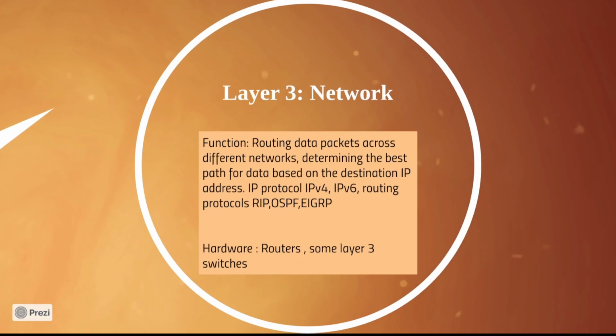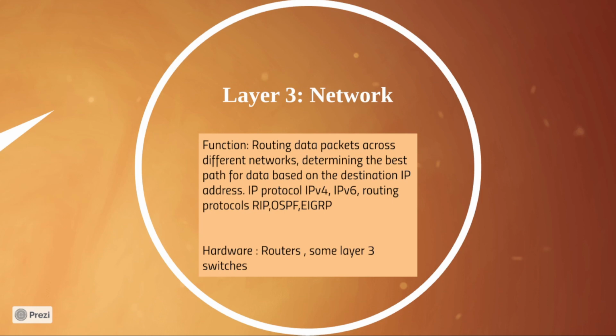Moving right along into the network layer. This is for routing data packets across different networks, determining the best path for data based on the destination IP address. IP protocol 4 and 6, as well as routing protocols. RIP, which is Routing Information Protocol. OSPF, or Open Shortest Path First. And EIGRP, Enhanced Interior Gateway Routing Protocol. And we'll get deeper into these different protocols later, but for now, you'll find them at layer 3, and what hardware we find here are routers and some layer 3 switches.